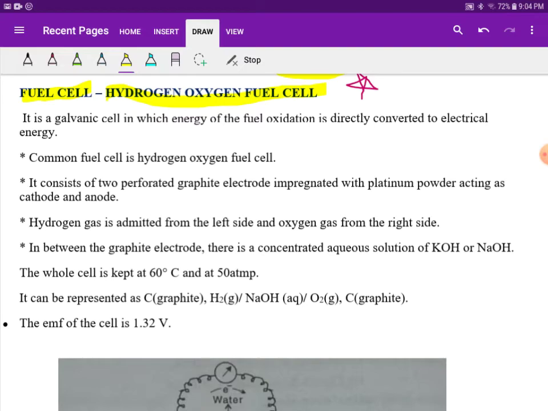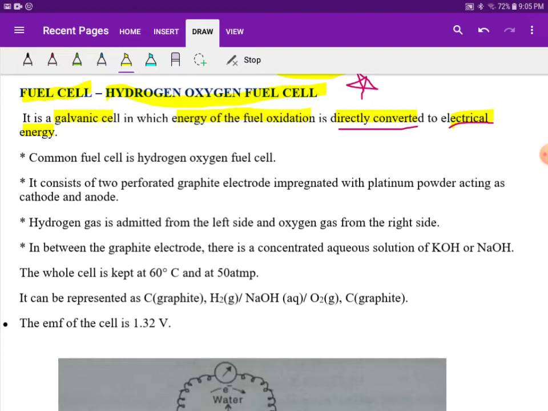What is a fuel cell? A fuel cell is a galvanic cell in which the energy of combustion or energy of the fuel oxidation is directly converted to electrical energy. Okay, that means the energy of the combustion is not converted to heat energy, but instead it is directly converted to electrical energy. That galvanic cell is the fuel cell. A common fuel cell is the hydrogen-oxygen fuel cell.